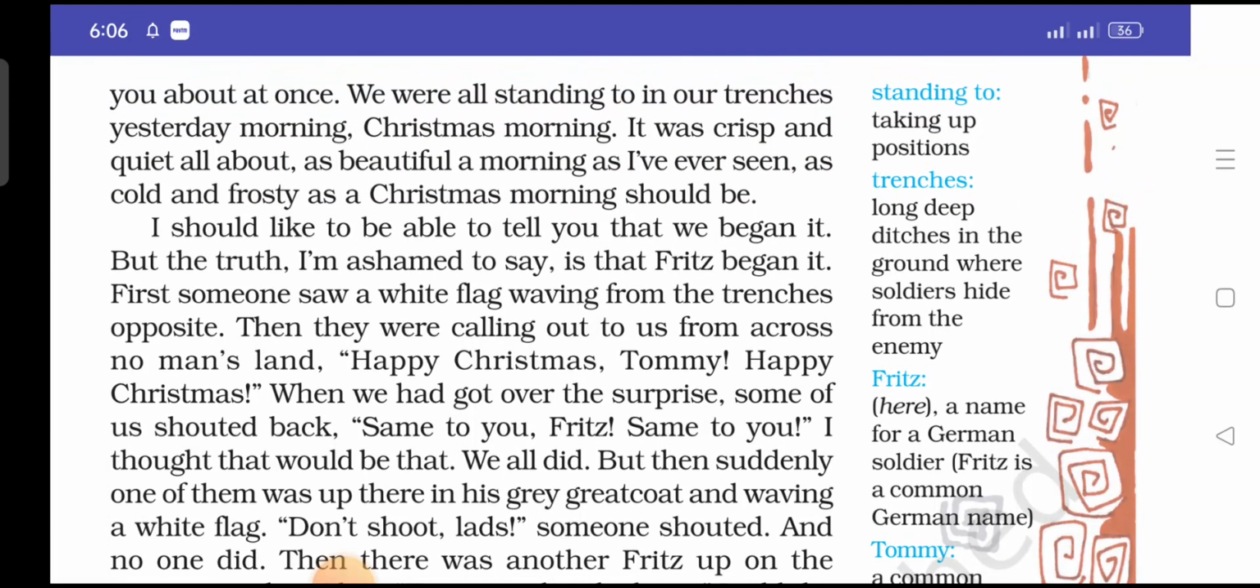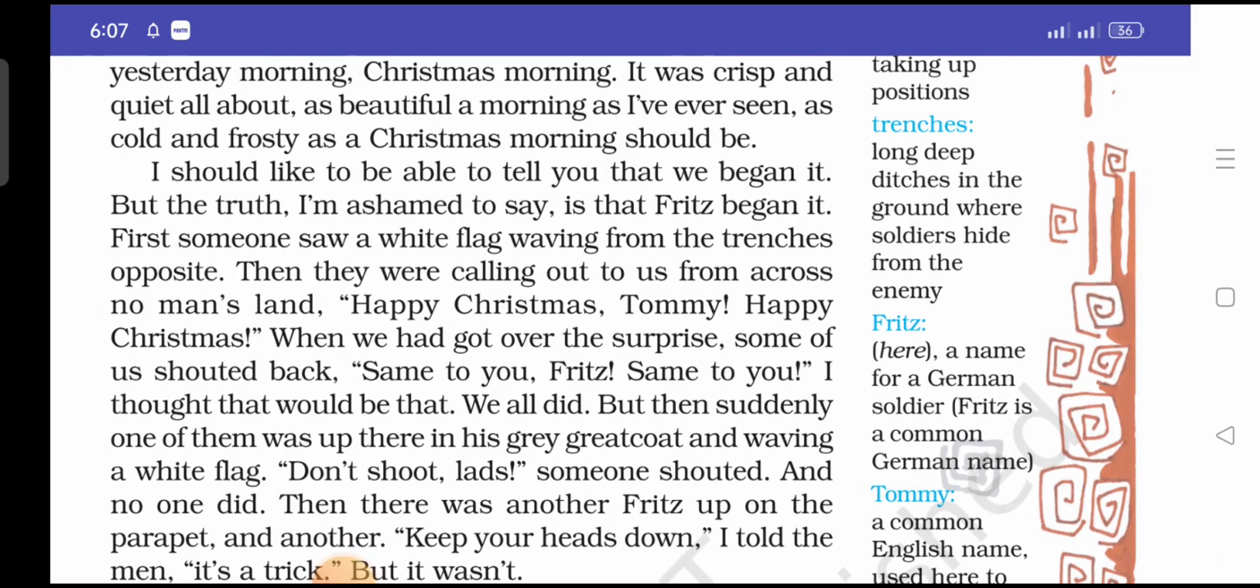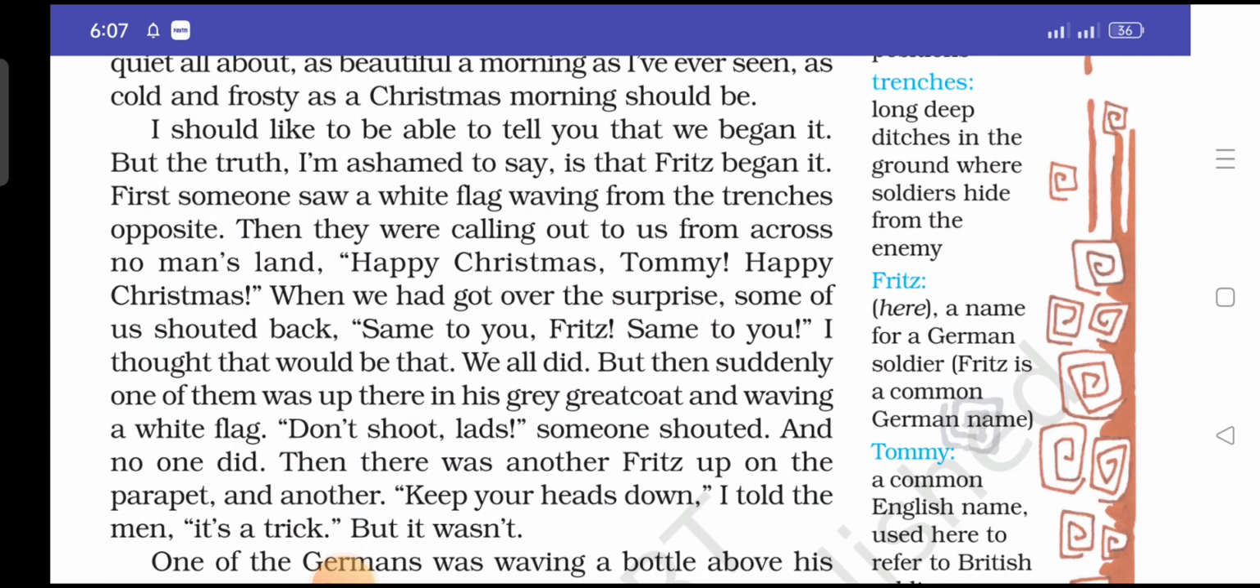And there was cold and frosty, as you have seen, dear children, in Christmas there is very cold weather, and also a little fog, right? And this is what the Christmas morning usually has, right? Now I should like to be able to tell you that we began it, but the truth, I'm ashamed to say, is that Fritz began it. Fritz, who is Fritz? We'll come to know.